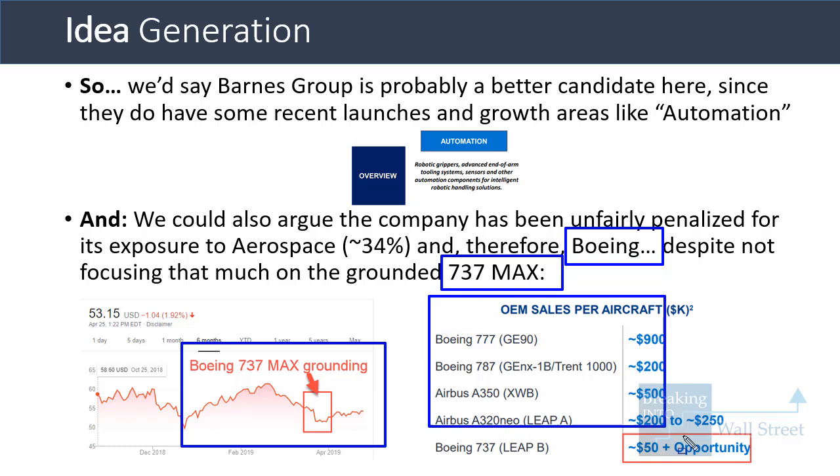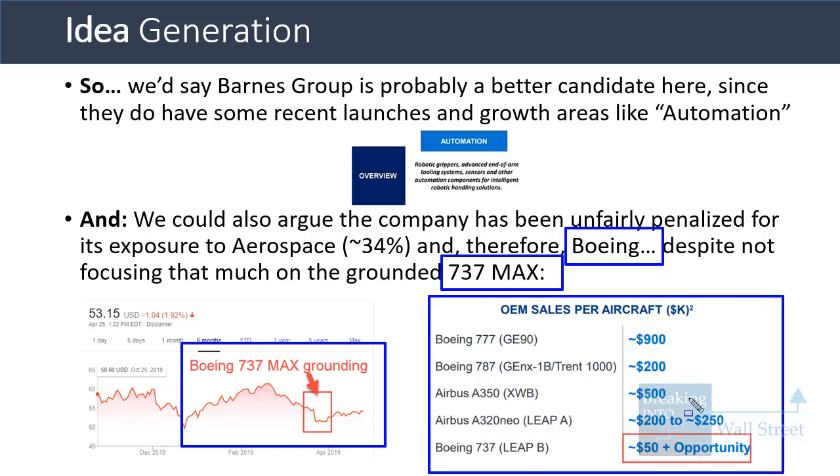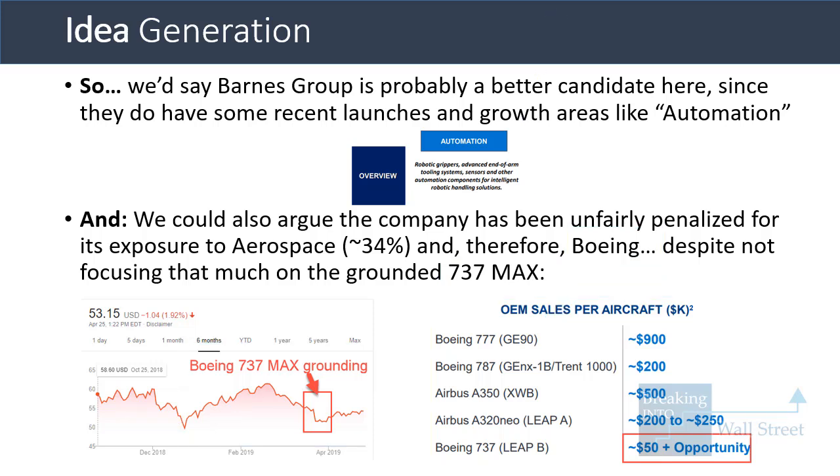But if you look later on in the presentation, you'll see that yes, they have some exposure. They're making some parts relating to the 737 MAX, but it's actually much less of a focus for the company than all the other Airbus and Boeing aircraft. So we could make some type of argument that the company might have been unfairly penalized for its aerospace exposure here. That's part 2, the idea selection process and how we came to the conclusion of using the Barnes Group here. Let's now go through the research and valuation process.